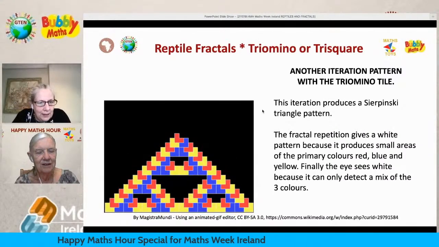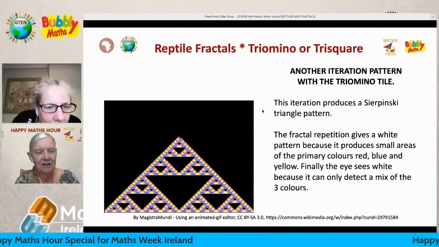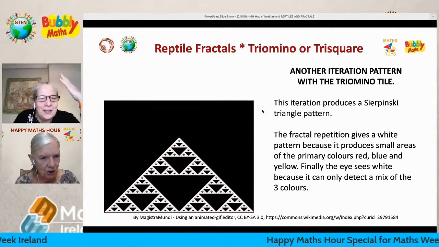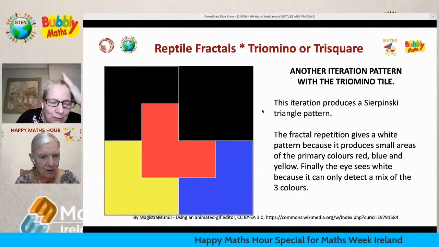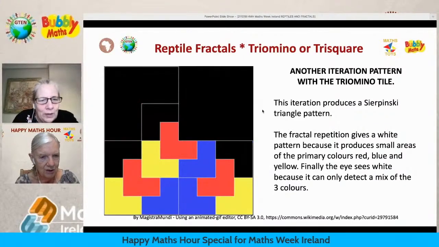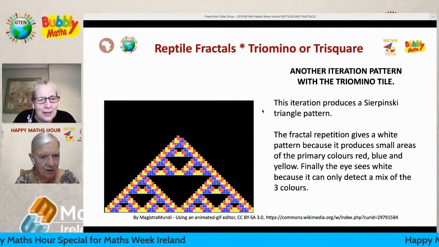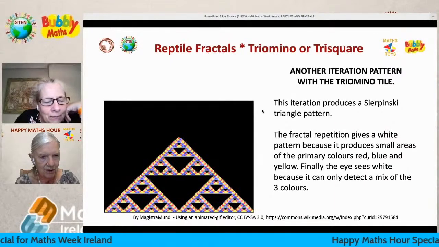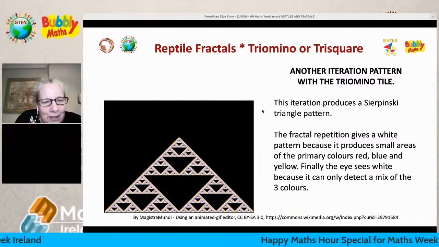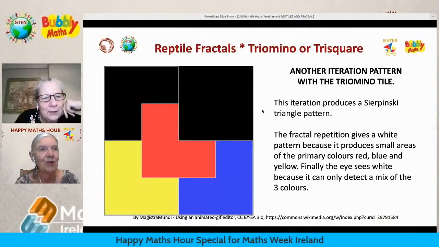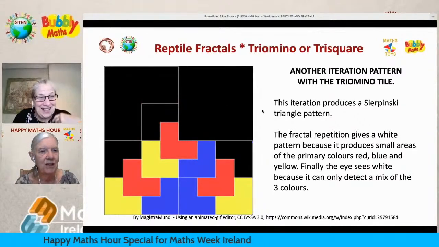No, you're making this with the triominoes. Which is very surprising. It's a surprise. I just realized, it just clicked. I know I saw this when we were doing the rehearsal, but all of this is just like a block with a bit sticking out, and you keep iterating, getting smaller and smaller, and you end up with a fractal, a Sierpinski triangle. It's fascinating.